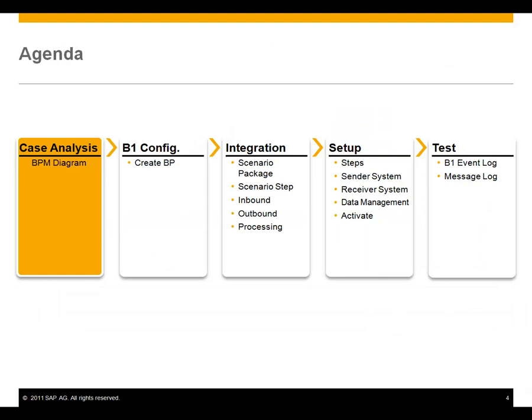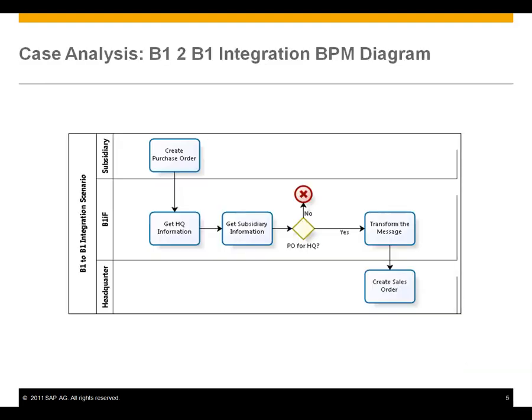We are going to start with a case analysis, and then we are going to see the configuration needed in Business One. Then we will start with the development of the package itself for the inbound, outbound and processing, and then we are going to go for the setup and activation of the package, and at the end a test. Let's start with the diagram of what we want to develop.